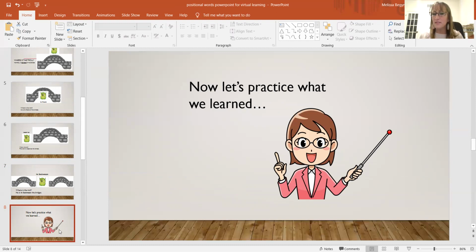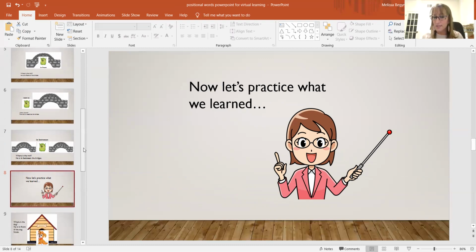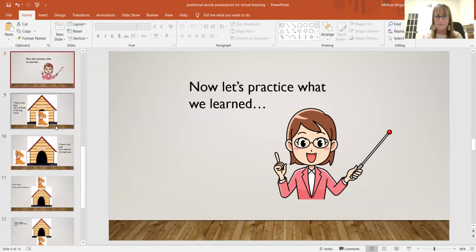All right. Now, do you think that we can practice what we learned? I bet. This is a new concept, so that's okay. This is something we're going to keep working on. But Billy Goat's Gruff, the Three Billy Goats Gruff, is definitely a good story to talk about positional words. So I thought that it would be a good time to introduce them. So let's do a little practice.